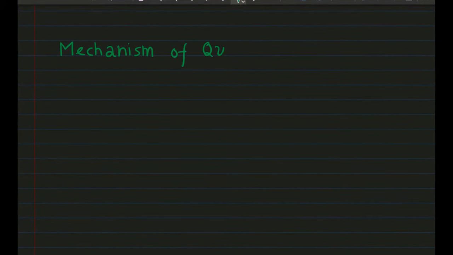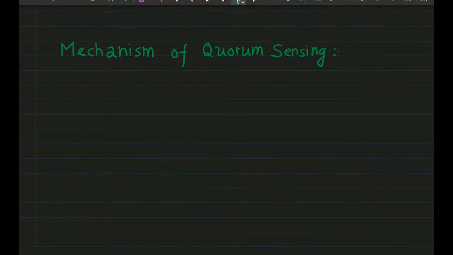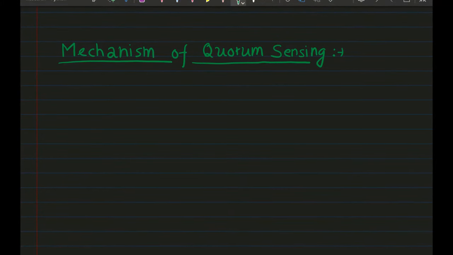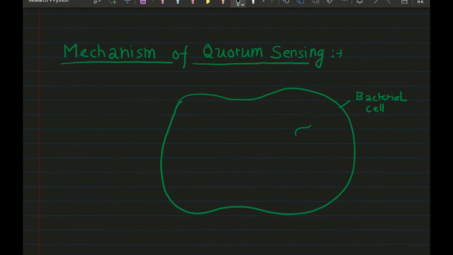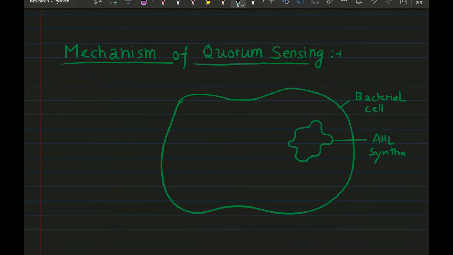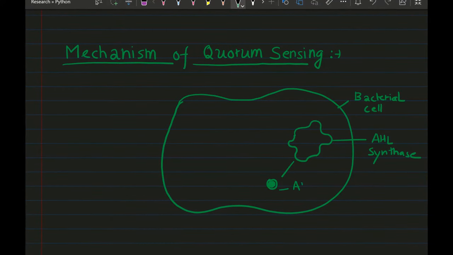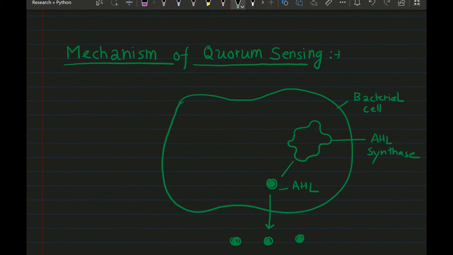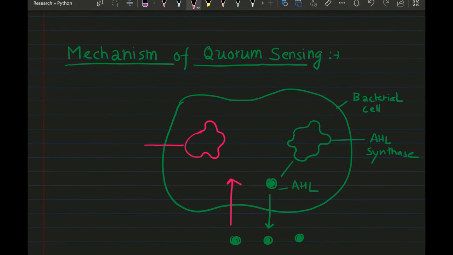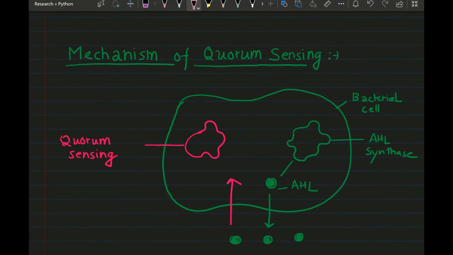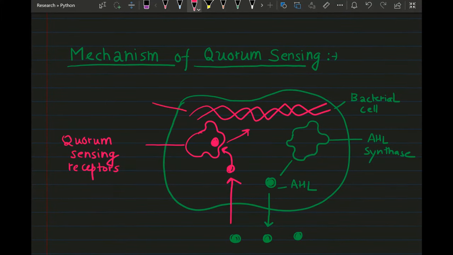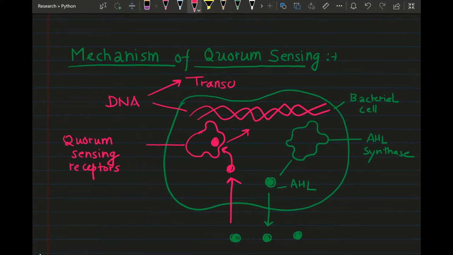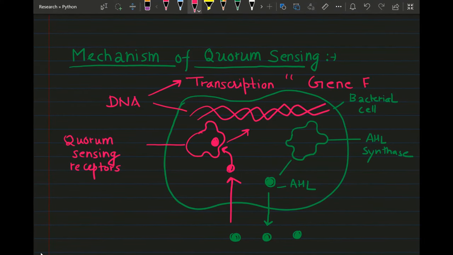Now, let's discuss the mechanism of quorum sensing. Suppose this is our bacterial cell, and it has many different kinds of proteins inside it. One very important protein is AHL synthase, which produces these small molecules, and then these small molecules are excreted outside at a particular concentration. They are received back into the cell and bind to the quorum sensing receptor. This receptor with the molecule then binds to DNA and initiates the transcription of various genes.